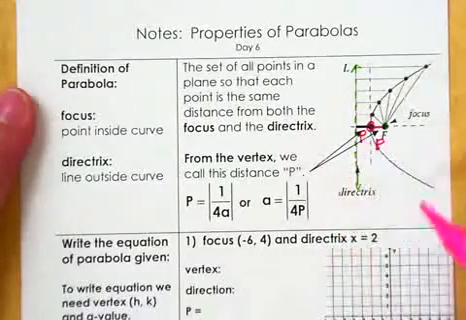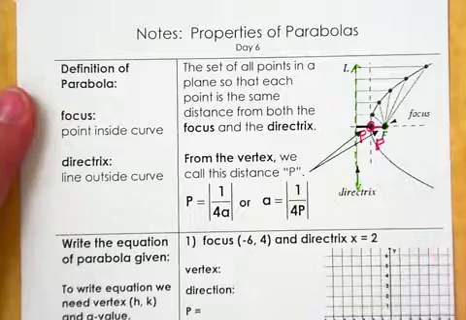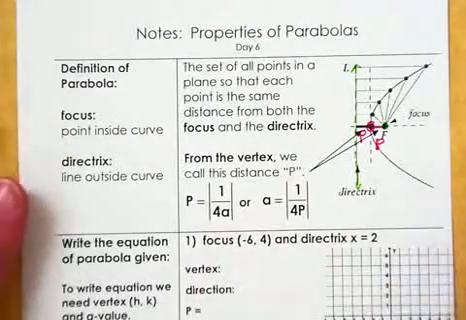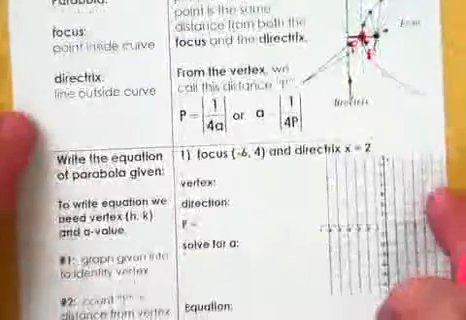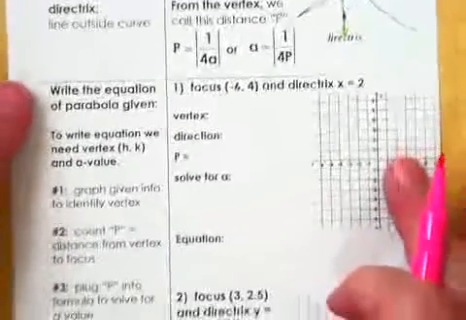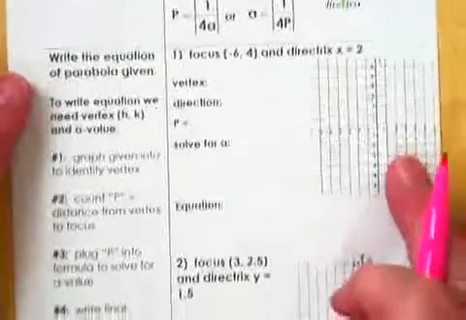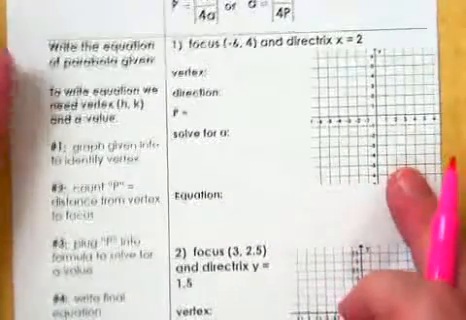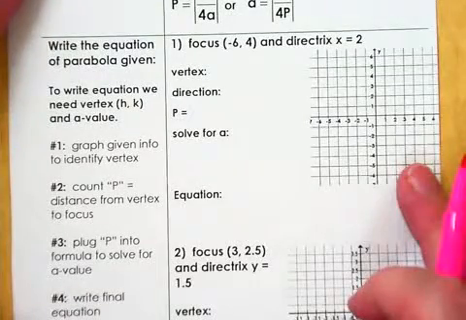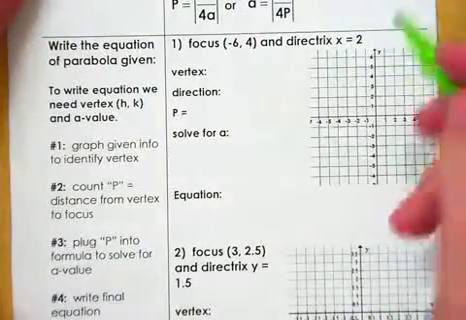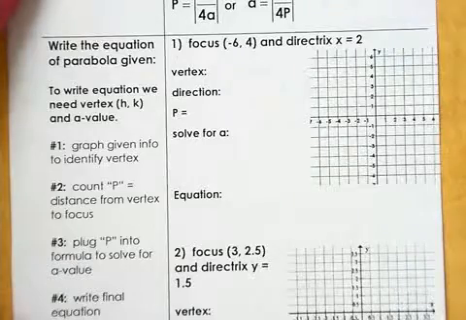That's also called P. So I'm going to go ahead and do a couple of these problems just to help re-explain these two vocabulary words. Given this first example, the focus is given to us as (-6, 4), and the directrix is x = 2. The first thing I'm going to do is graph both of these on my graph.